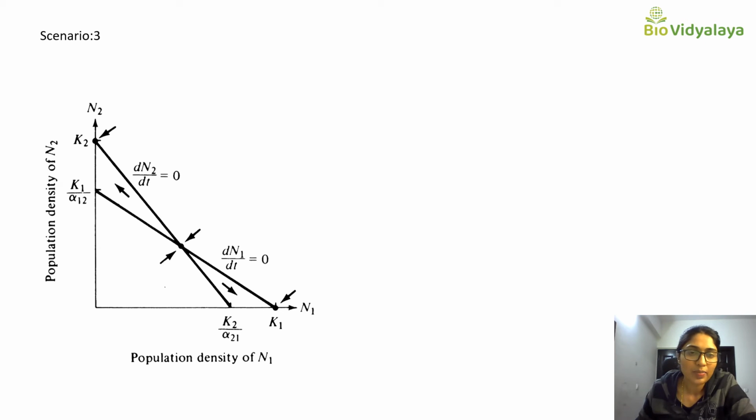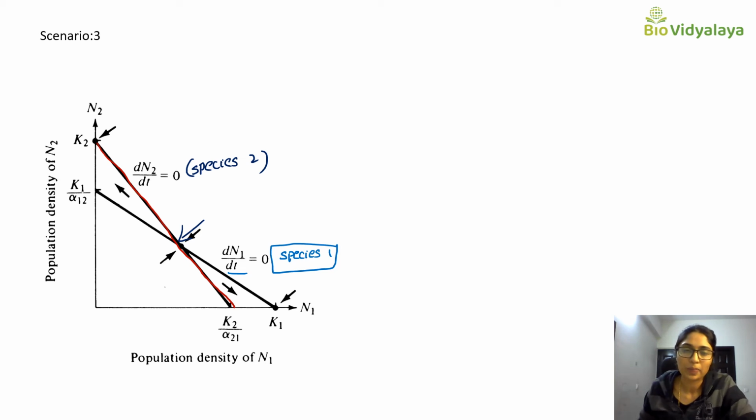Here you can see that these two isoclines are crossing, isn't it? This is the isocline of species 2. Here I will mark it in red. This is the isocline of species 2, and the black one is the isocline of species 1. Here dN1 by dt is equal to 0. So this is the isocline of species 1. Here both the isoclines are crossing, isn't it?